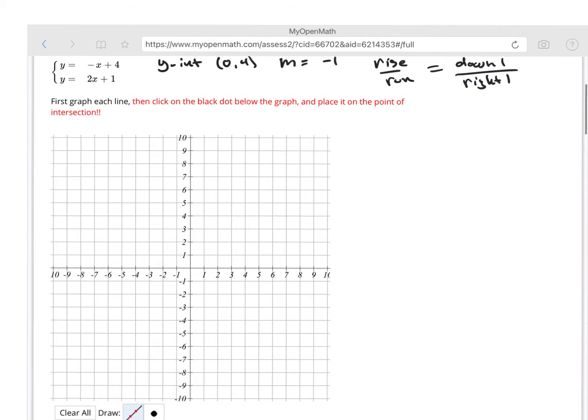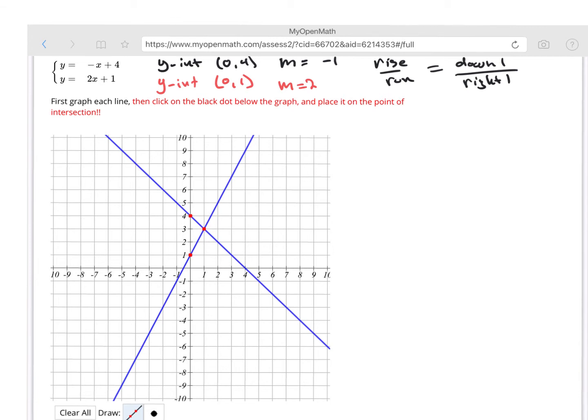So if we go back to here, we will see that if we start at the point (0, 4), that's right there, then the second point is I'm just going to go down 1 and to the right 1, which is right there. So that plots my first line. So now I'm going to plot my second line. To do that, all I need to do is find the slope and the y-intercept for this one. Again, the y-intercept is just going to be at the point (0, 1), except now my slope is equal to 2, which means I go up 2 and over 1. So I'm going to start at the point (0, 1), and I'm going to go up 2 and over 1, which is right there.